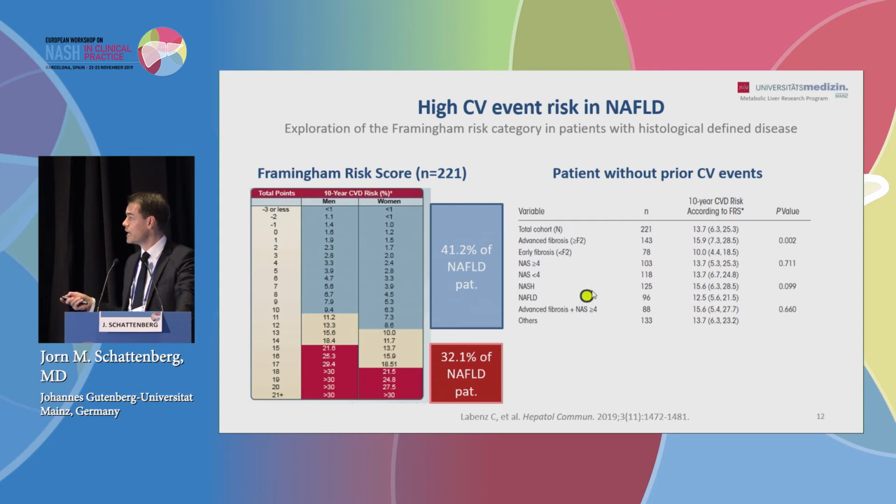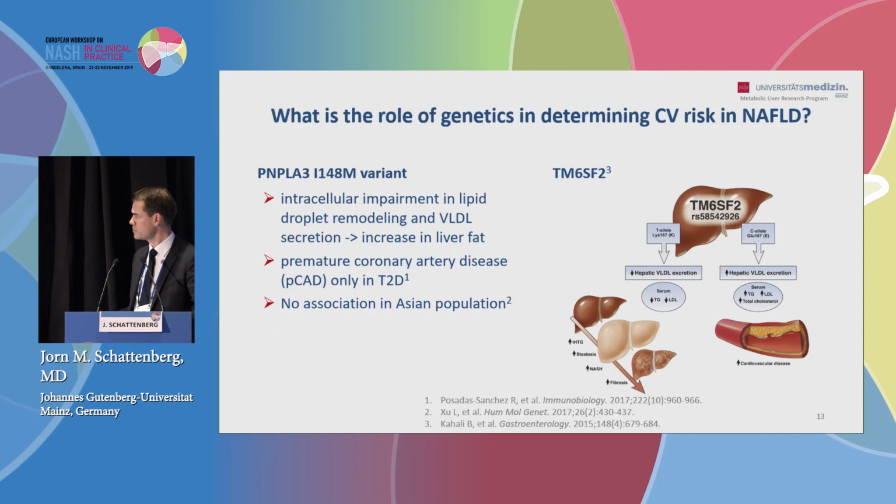next 10 years. And in this cohort, the independent predictor of being at a high risk was advanced fibrosis, while we did not observe an association with having either NASH or a high NAS score. So as has been shown in other meta-analyses and in our cohort, F2 and more seems to be one of the predictors to move your patient into the high risk category to experience a cardiovascular event.